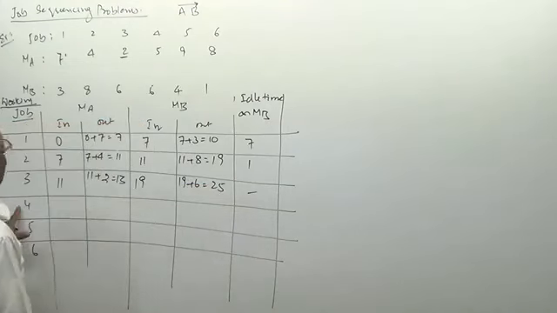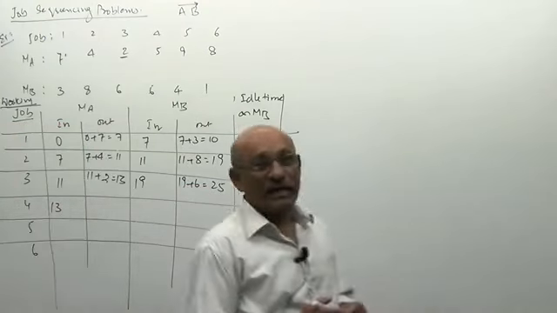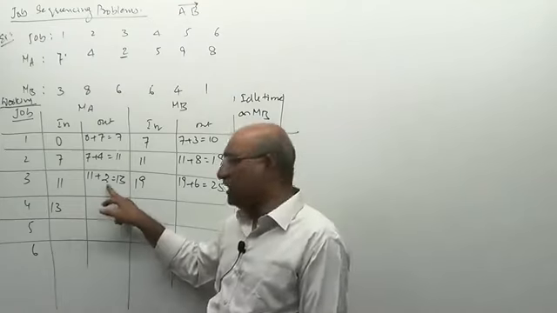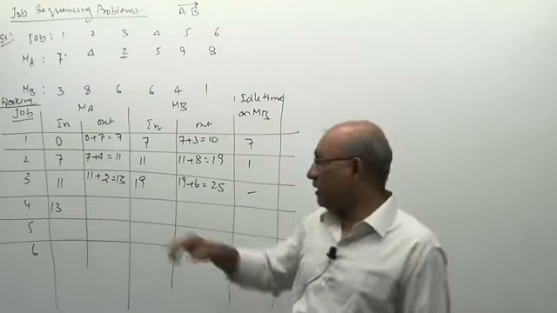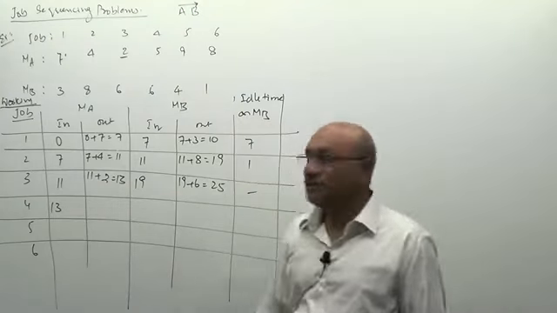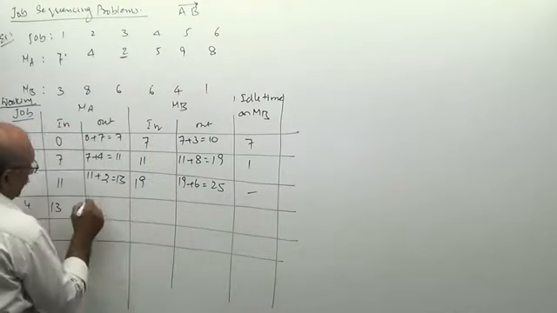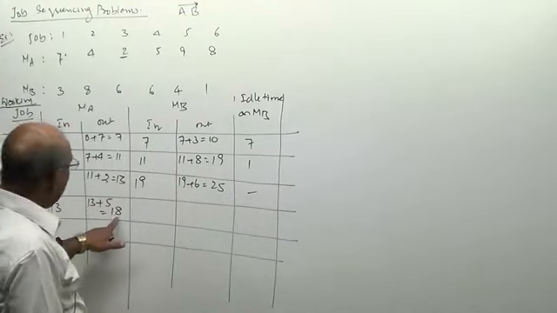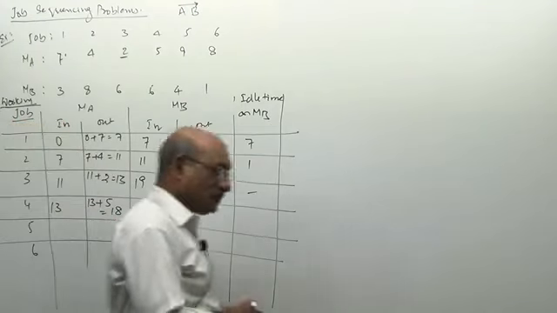Now job number 4. At what time can this job enter, sir? End of the 13th hour only. Job number 4 can enter into machine A because machine A is free from job number 3 at the end of the 13th hour. Job number 4 will take how many hours, sir? 5 hours. So 13 plus 5 is 18. At the end of the 18th hour, the 4th job is coming out from machine A.